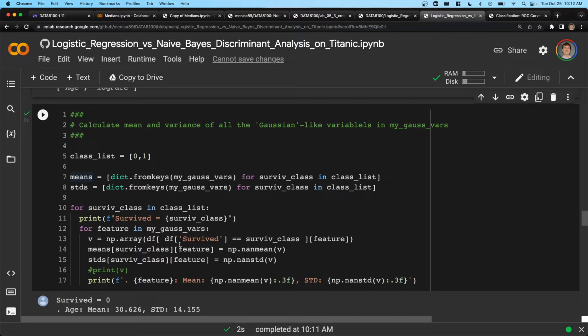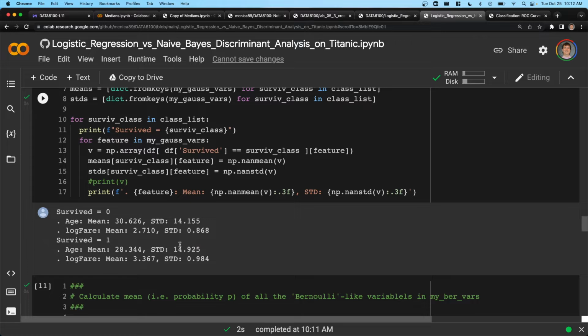So I go through all the possible things on the board, 0 and 1. And then I loop through all of these features, the age and the log fare. So there's 2 for loops. And then I do the mean of everybody who has that feature. So I take the vector v as everybody who survived or not, and I do the mean of their ages, the mean of their log fares. I do their standard deviations, and so on. And then at the end, I get this nice little thing, which is the result.